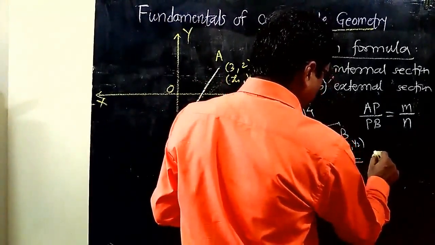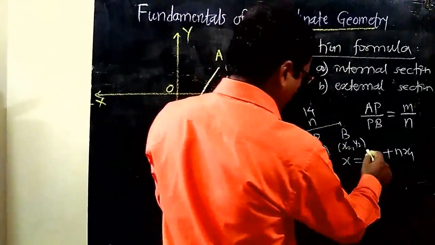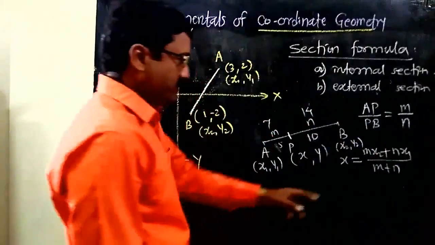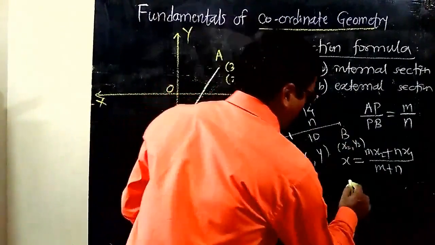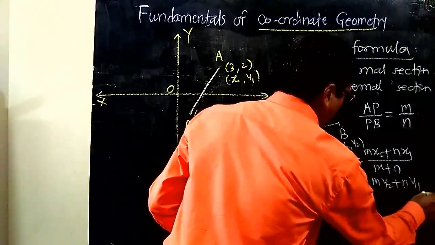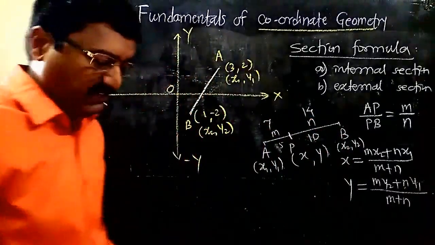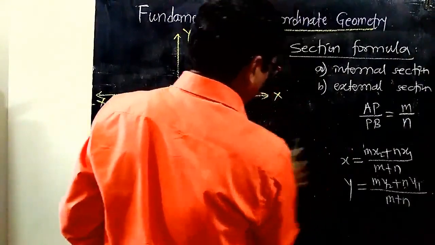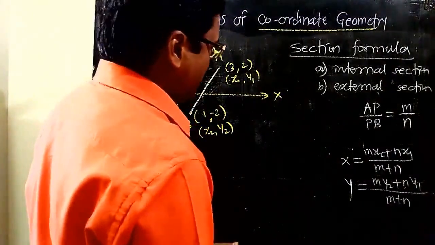So it is n into x1 plus m into x2 upon m plus n. So this is the formula to find the x coordinate of the point which divides segment AB internally, and for the y coordinate it is n y1 plus m y2 upon m plus n. So these are the coordinates of point P, and those are the formulas to find the coordinates of a point which divides a segment internally. Then let us see the external section formula.